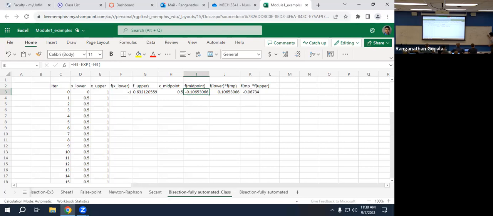Then x lower new is simply the same x lower, whereas x upper new is now xm. That is, you don't need this because you have narrowed down from x upper to xm. Your root is here. This portion is totally not relevant anymore. So for the next iteration, the new value of lower is still the old value of lower, but the new value of upper is now xm.